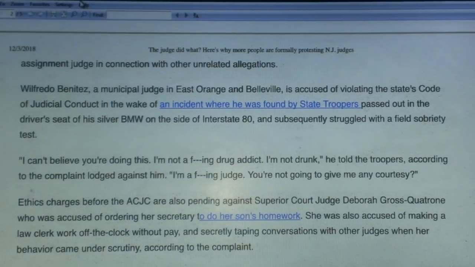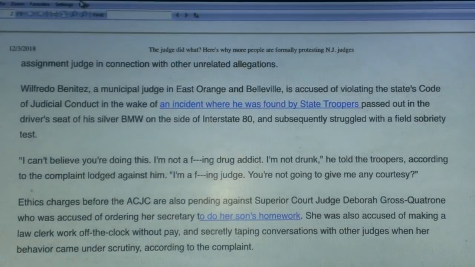That sounds like traffic court to me. Do you hear me? He's drunk, and yet he's a judge himself. That sounds like a DWI. You hear me? Driving while intoxicated. So it goes on to say, I can't believe you're doing this, that he's saying. I'm not a drug addict. I'm not drunk.